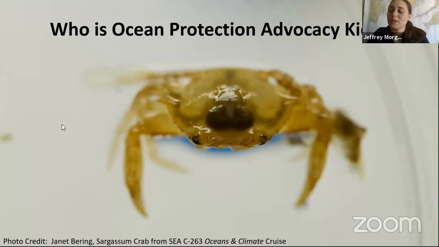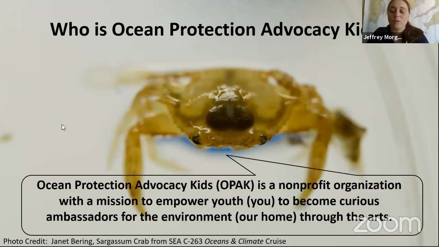All right. So who is OPAC? OPAC stands for Ocean Protection Advocacy Kids. And what we do is we travel to lots of different schools in Massachusetts. That's where I am right now. I am in Massachusetts. And we teach kids how to protect the ocean. And a really big way we do that is through artwork. So we do a lot of songwriting, poetry writing, DIYs, like the build your own sea creature that I'm going to teach you how to do, and lots of different creative things to protect the ocean. So that is what Ocean Protection Advocacy Kids does in Massachusetts.